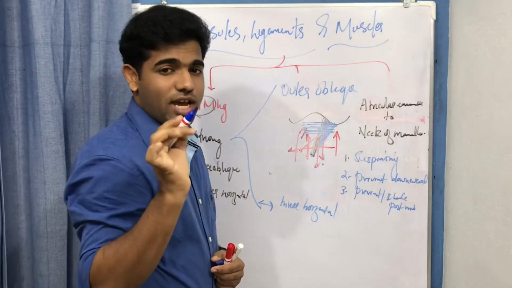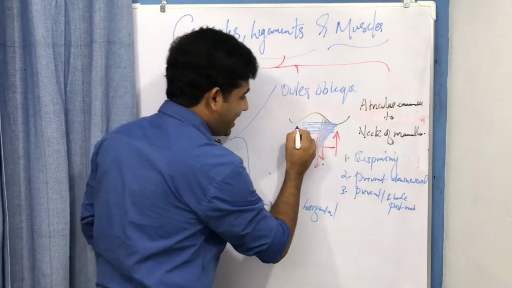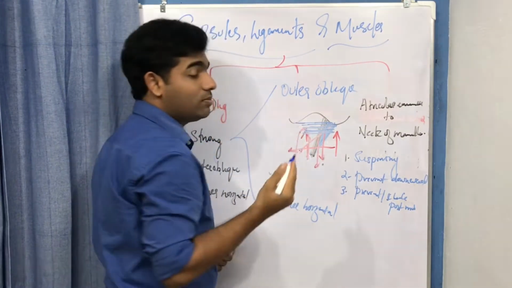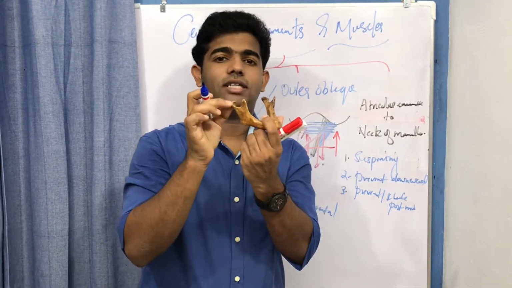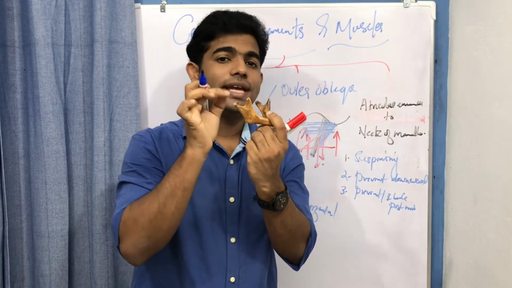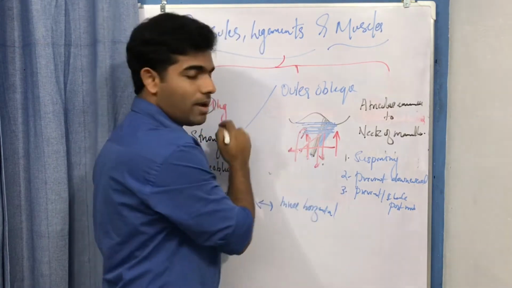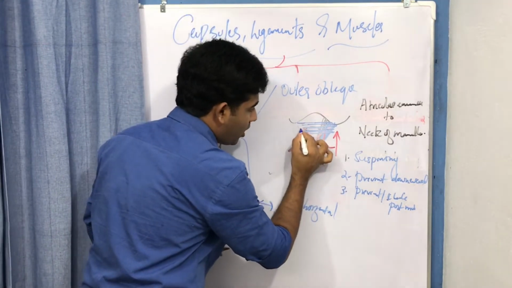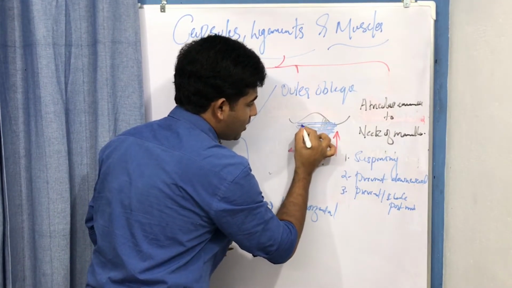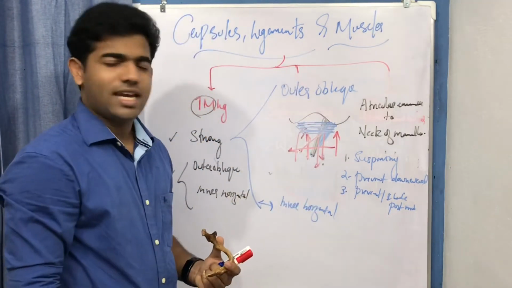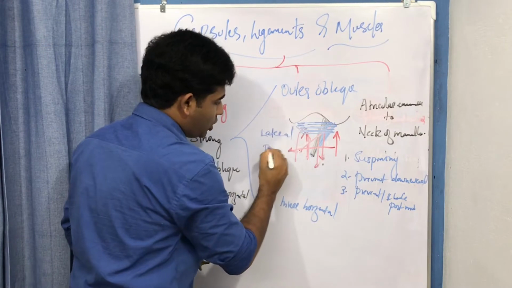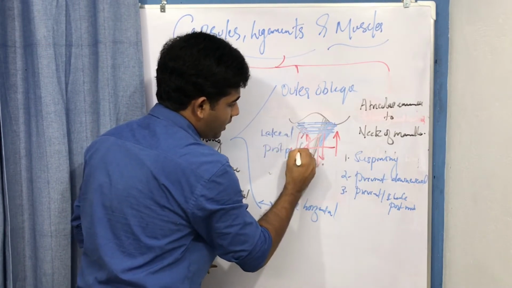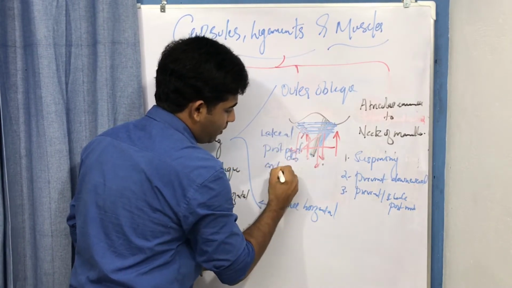It is attached to the articular eminence and to the lateral pole of the mandible. You know that the mandible has a medial pole and a lateral pole. This is the lateral pole. It attaches to the lateral pole of the mandible, the posterior part of the disc and the articular eminence.